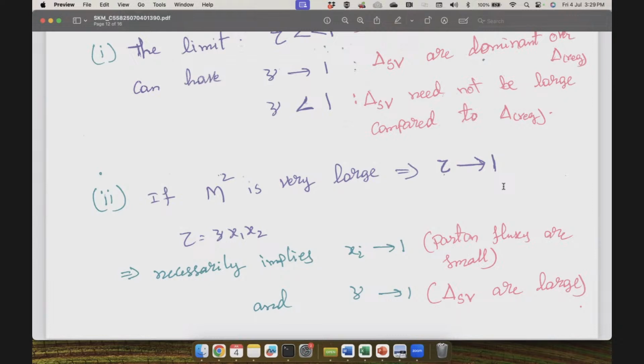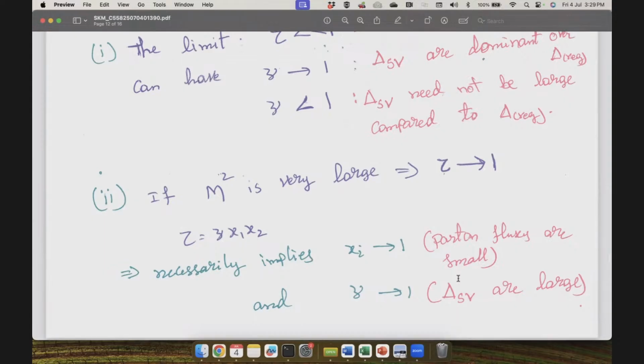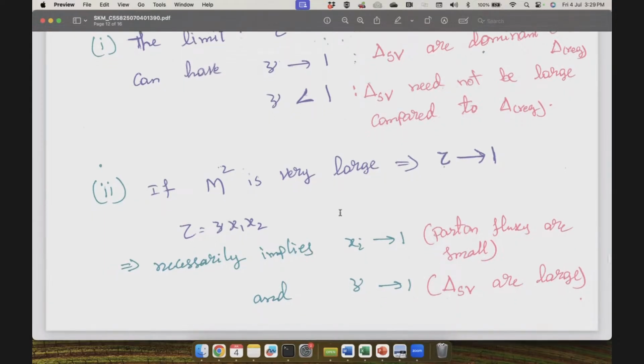Tau going close to one is the limit where the parton fluxes are very small. So this is the region where essentially all these parameters z, x, y are also supposed to be very close to 1. So x very close to 1 implies the parton fluxes are smaller, and z close to 1 implies essentially that the delta SV terms are very large. Now this is important. This is the important configuration where the parton fluxes are very small, but the threshold logarithms are large.